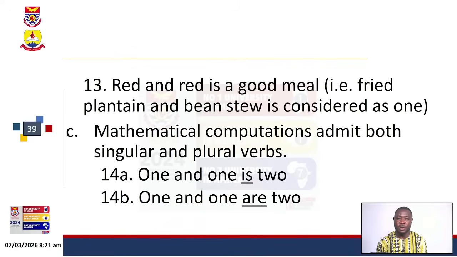So when you have an example like 1 and 1 is 2, you can also say 1 and 1 are 2. What it means is that 1 plus 1 is 2. 1 plus 1 are 2. So here we have 3 modifications to the rule we learned earlier.